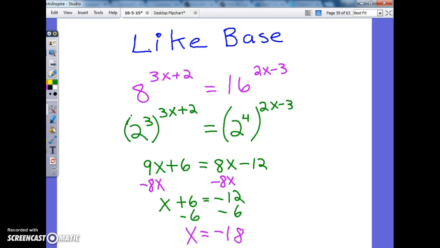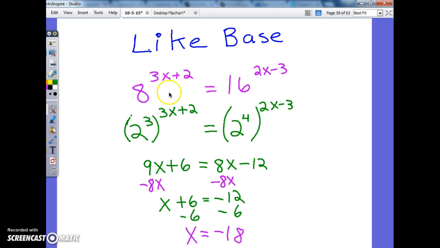Okay, I'd like to just give you a quick review over some of the things we've done for tomorrow. Remember, we would solve problems with like bases. This is one technique to solve for this exponent. I've got 8 to the 3x plus 2, and I've got 16 to the 2x minus 3. We want to solve for our variable x, and it's in the exponent.